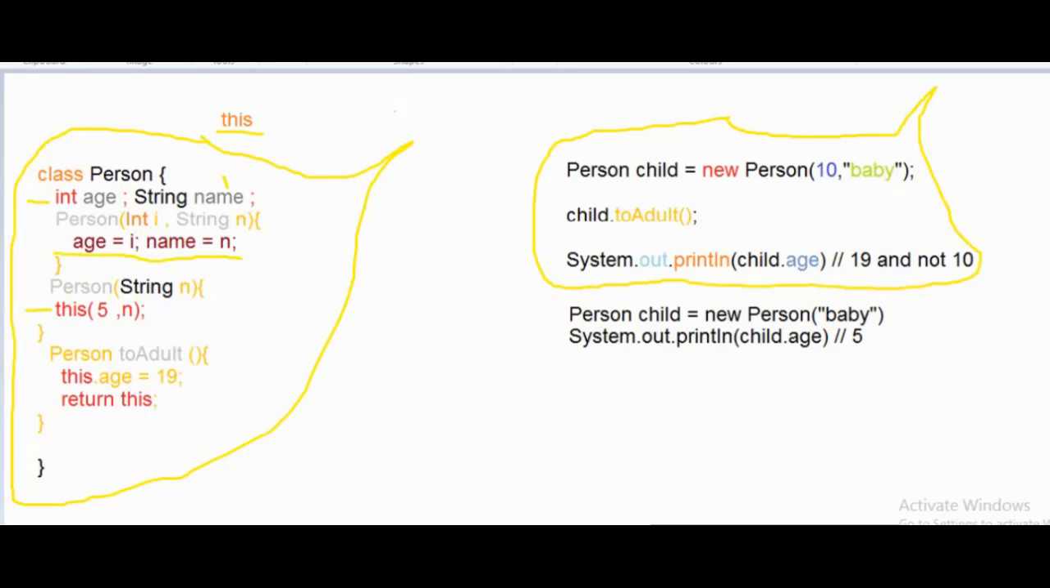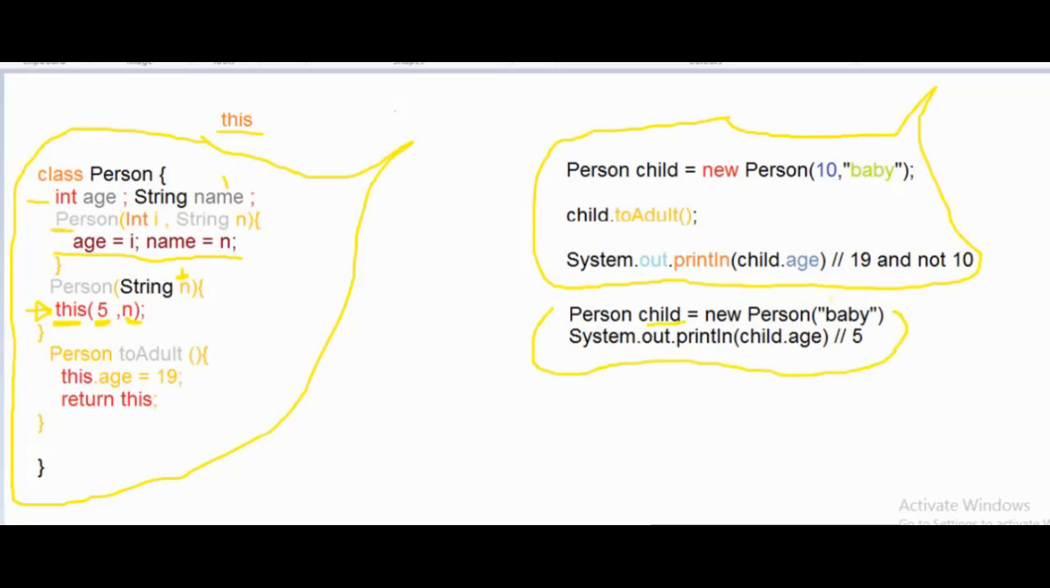But there are cases where you will have a default age like here. So in case the person constructor is called with just the name of the person, then the default behavior can be put using the this keyword. So in this case, this is going to call the upper constructor, this one, but with the age having a default value of 5, and then the n which is passed in is given the name. So we can quickly see that here.